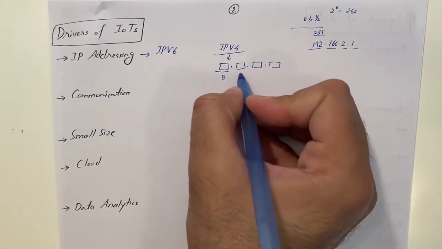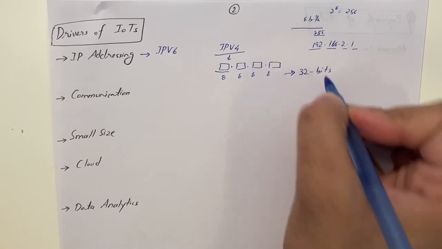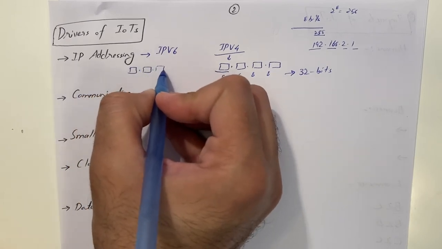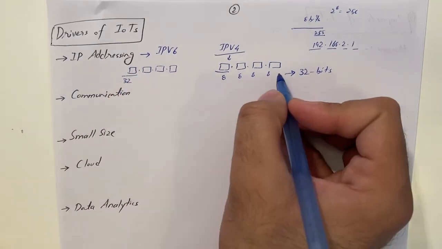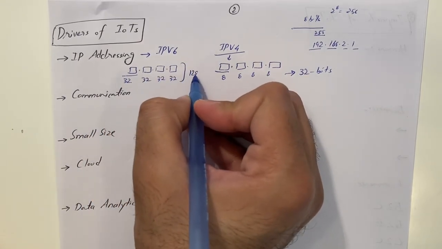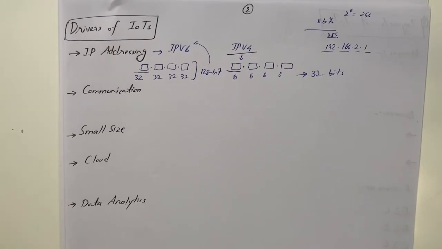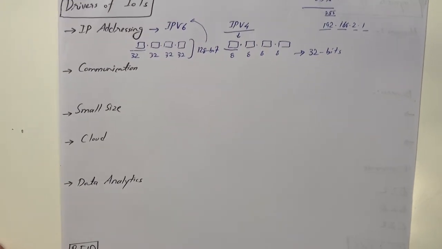So 8 bits per part, and the total IP address length is 32 bits in IPv4. In IPv6, the IP address will look similar, but one part or component of IPv6 will be 32 bits, so the total length of IPv6 is 128 bits. And now, theoretically speaking, in a specific location, millions or billions of devices can be connected. Billions of devices, it's kind of infinite as of today. That's why we need to switch over to IPv6.